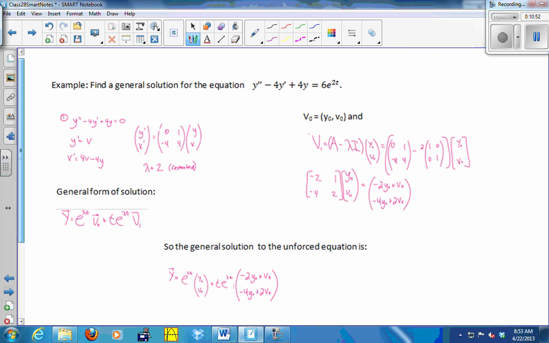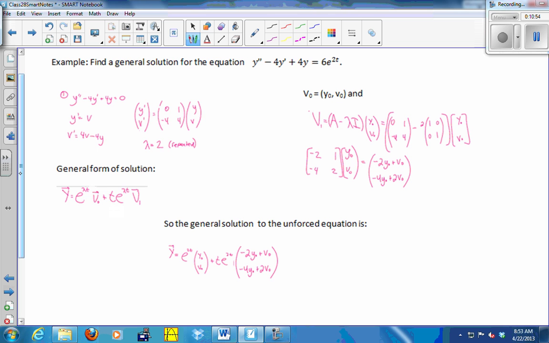So this is where we were at last class. We said step 1, we want to solve the unforced equation, right? Replace the 6e to the 2t with a 0, and we got a repeated eigenvalue, lambda equals 2. We said, okay, the general form is e to the lambda t v naught plus t e to the lambda t v1. v naught's the initial condition, y naught. And then we calculated v1 the way we were supposed to, and we got the right thing.